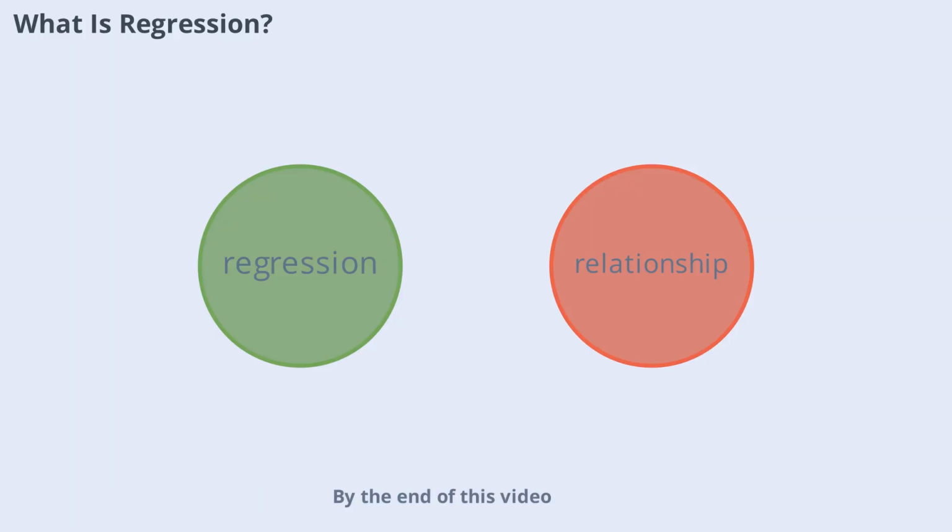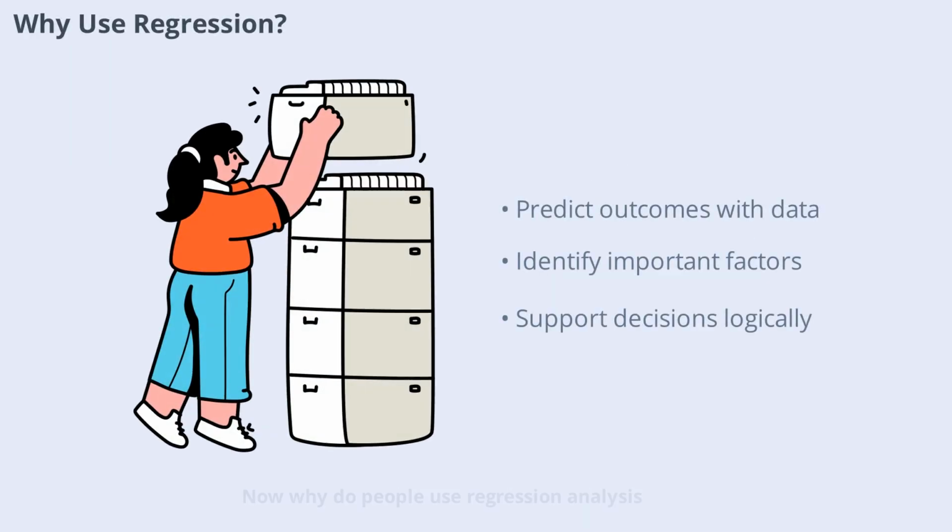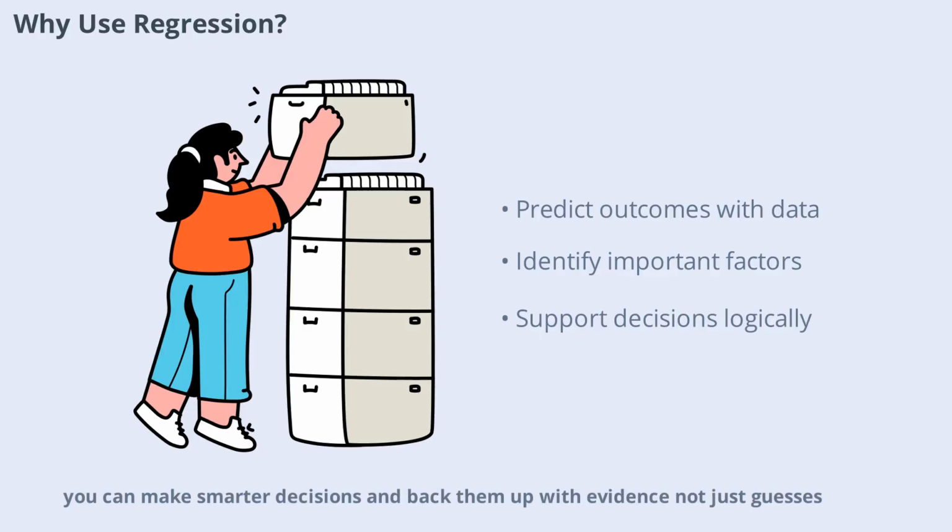By the end of this video, you'll see just how approachable regression analysis can be, even if you're not a math expert. Why do people use regression analysis? The main reason is to make predictions. For example, businesses might want to forecast sales based on advertising spend, or scientists might predict plant growth based on sunlight hours. Regression helps us understand which factors matter most and how they influence the outcome. It's like having a crystal ball, but one that's powered by data and logic. With regression, you can make smarter decisions and back them up with evidence, not just guesses.